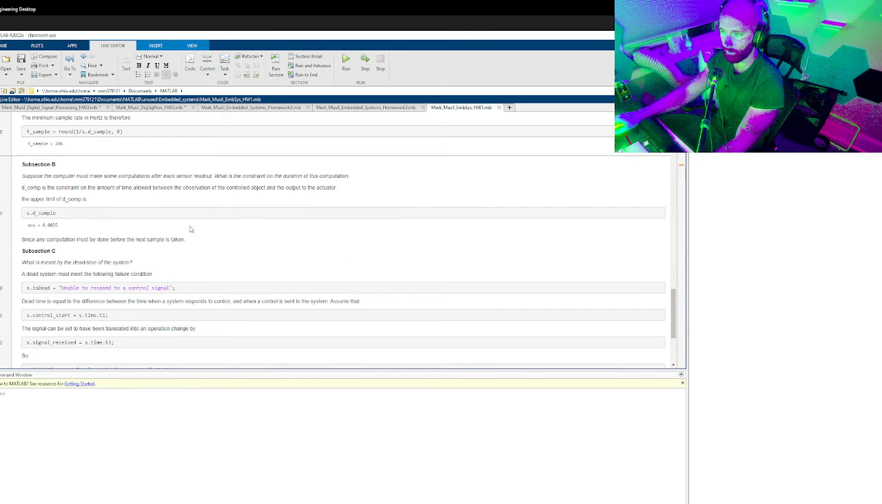Suppose the computer must make some computations after each sensor readout. What is the constraint on the duration of this computation? Decomp is the constraint on the amount of time allowed between the observation of the controlled object and the output to the actuator.